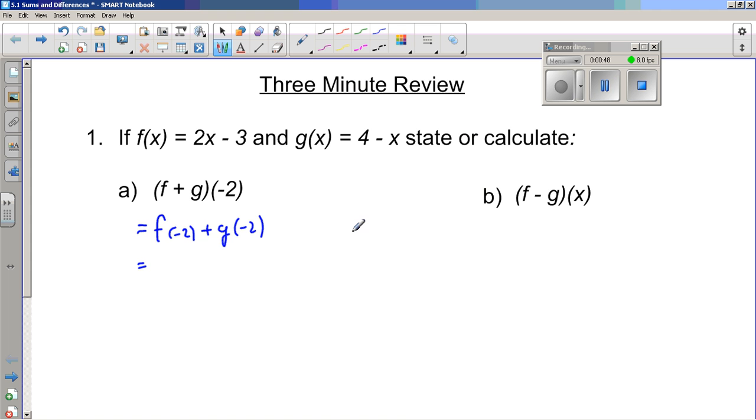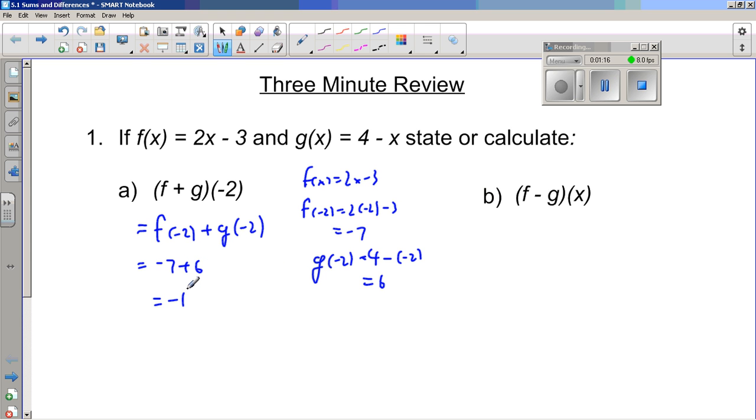So what's f at minus 2? Well, I can do that work here, or I could do it in the margin. f of x is 2x minus 3. I take out the x and I put in minus 2, and I get negative 4, negative 7. And g at minus 2 then is 4 minus minus 2, which is 6. Then I have minus 7 plus 6. It looks like it's minus 1. So, could I have found what the sum function was first and then just substituted in? Absolutely, you could have done that.